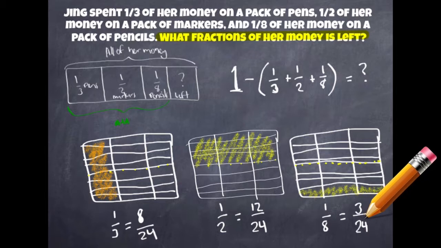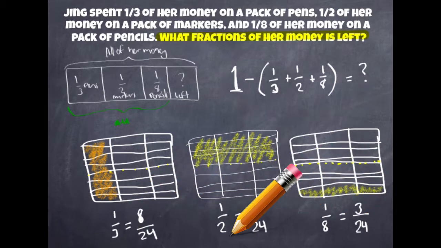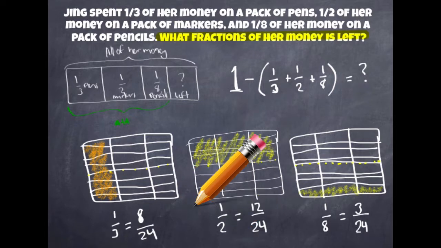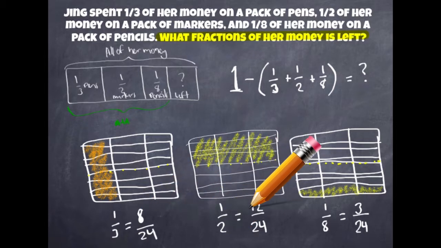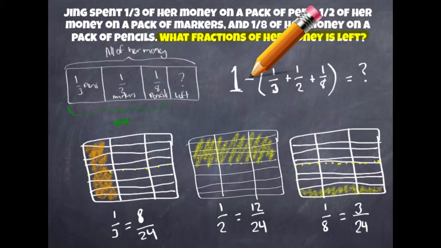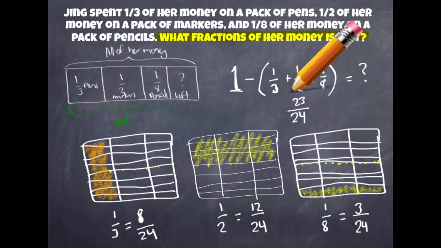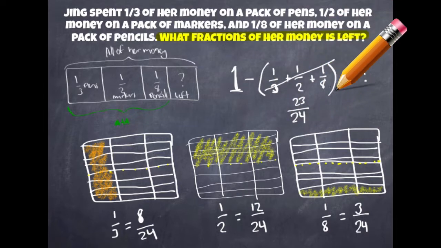So now we have all of these fractions with the same denominator. We have an equal number of units for each fraction, so now I could totally add them up. 8 plus 12 gives me 20, plus 3 more would be 23. So 1/3 plus 1/2 plus 1/8 is the same as 23/24ths. Easy enough. So I got this part out of the way.